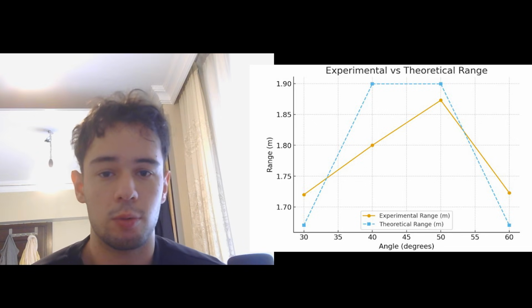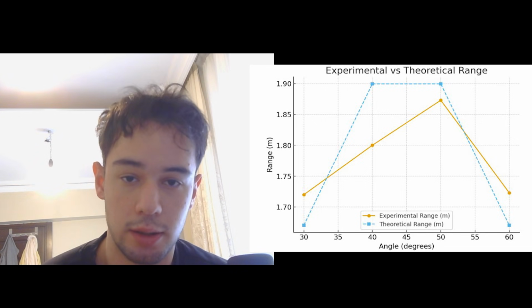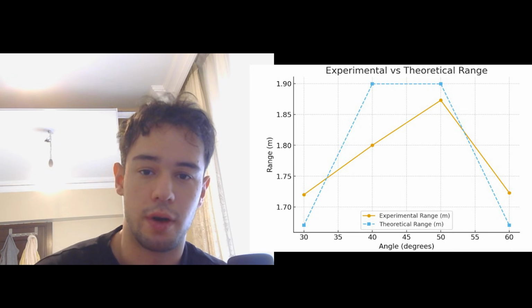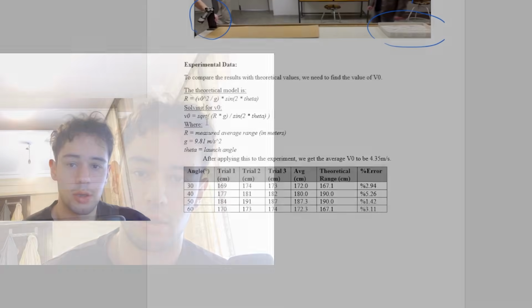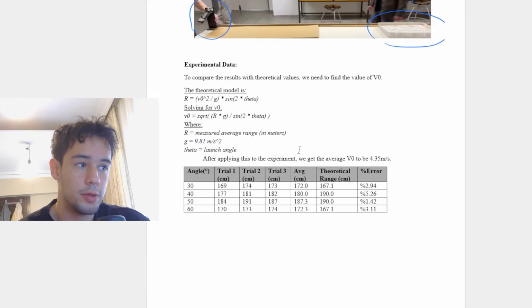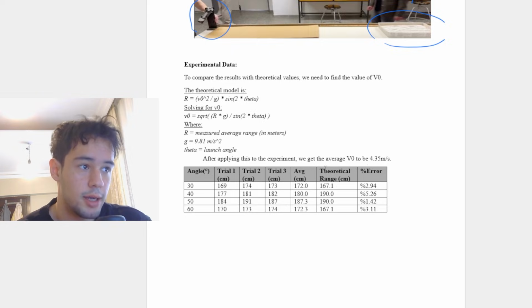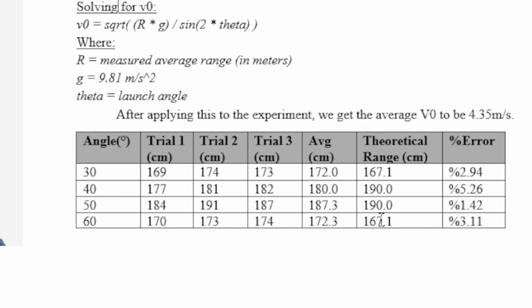If I compare the experimental values I got to the theoretical ones, this is the graph. While it is not completely identical, the reason for that is the fact that I did not throw the ball at 45 degrees, which was my mistake. I also want to say that the average velocity I found was 4.35 meters per second. With this initial velocity, I calculated the theoretical ranges for 30, 40, 50, and 60 degrees.